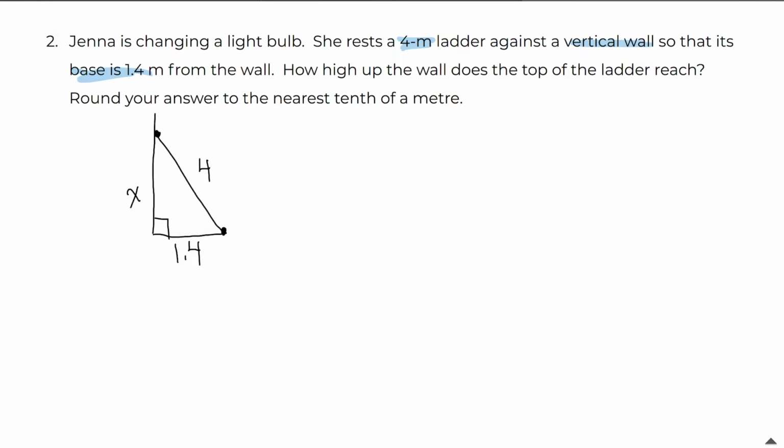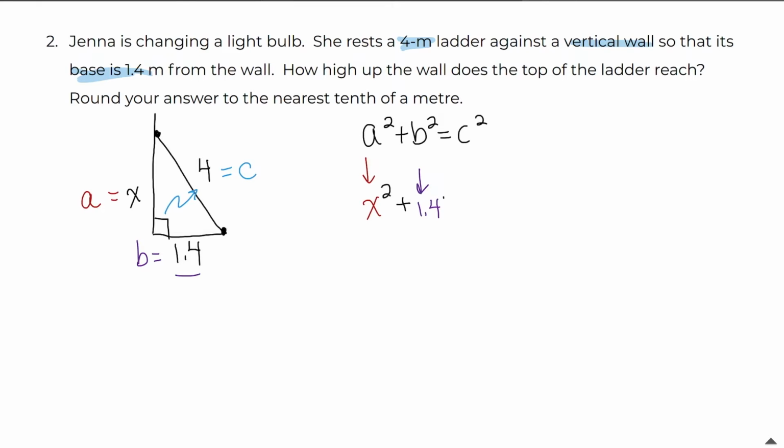To solve for x, the first thing I want to do is identify what the c value is. So here I know the c is 4 because it's across from my right angle. That means that either x is a or 1.4 is a. So I will use x for a and 1.4 for b. Since the Pythagorean theorem is a squared plus b squared equals c squared, every time I see an a, I'm going to replace it with this x, or I can just leave it as a. So it would be x squared plus, and here the b value is 1.4, so I get 1.4 squared is equal to c squared, which is this 4, so I'm going to fill in 4 for c and then square it.